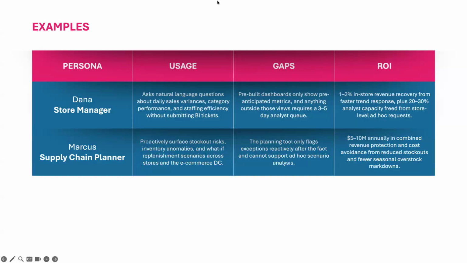Another example, if we look at somebody like Marcus, somebody from supply chain. In this case, maybe this is somebody who's really doing the planning, making sure that things don't go out of stock.